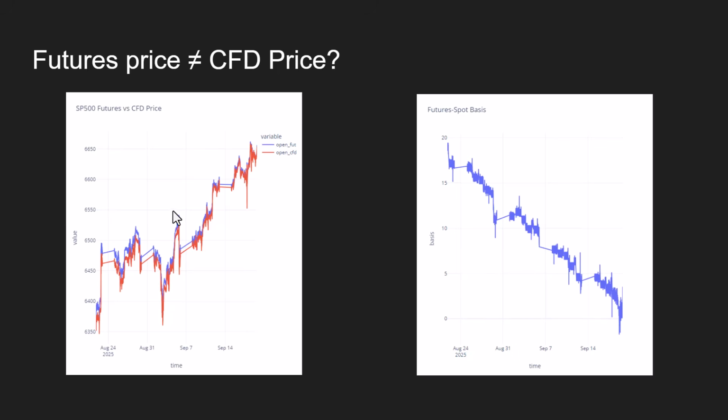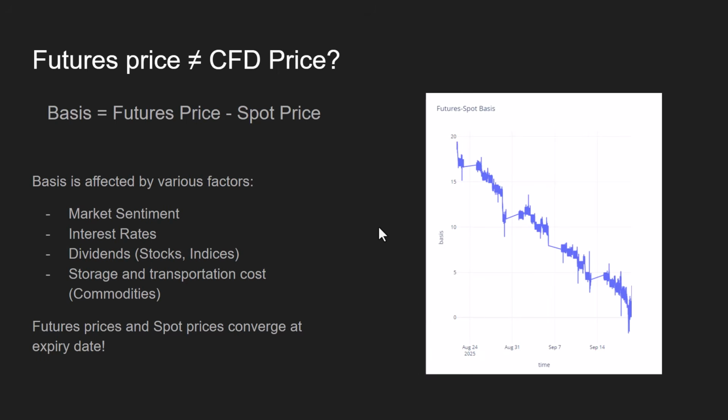So when we take the difference between the future and CFD, you see on the right side that there is something called the basis. And the basis is nothing else than the difference between the futures price and the spot price. So what does affect the basis price, right? The basis is affected by multiple factors. So something like market sentiment. Do traders believe that the future price of our asset is higher or lower, right? It's affected by the interest rates, dividends, if you trade stocks or indices, or if you trade commodities, it is affected by the storage and transportation cost.